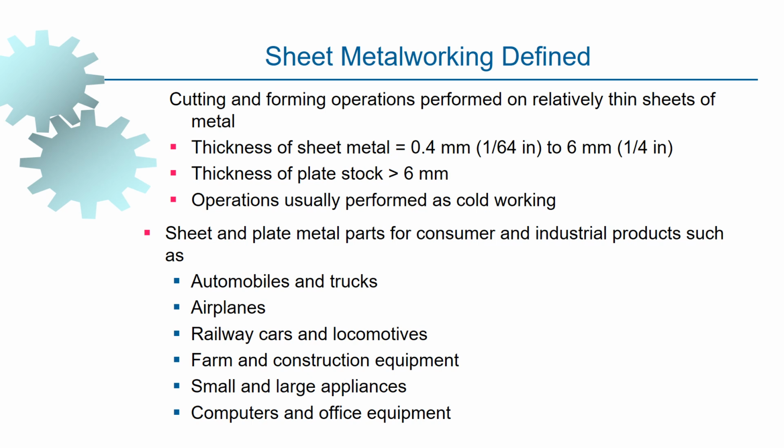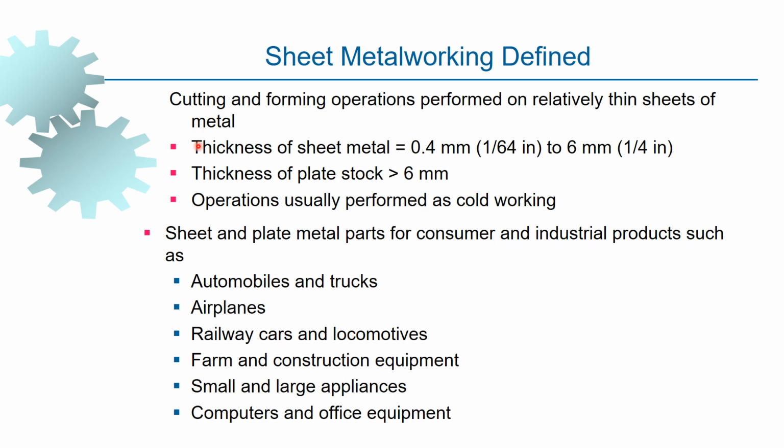So sheet metal working. What is sheet metal working? These are cutting and forming operations on thin sheets of metal, changing the shape of the thin sheet of metal. Sometimes we have to cut the metal, sometimes we have to change the shape, we have to bend it, etc. These processes we generally call sheet metal working processes.